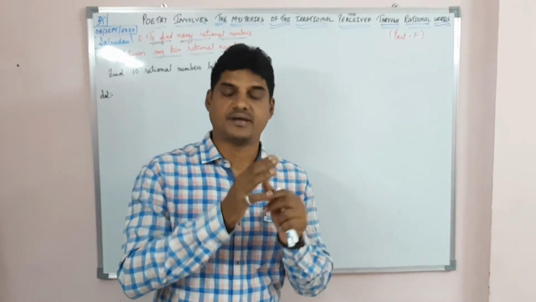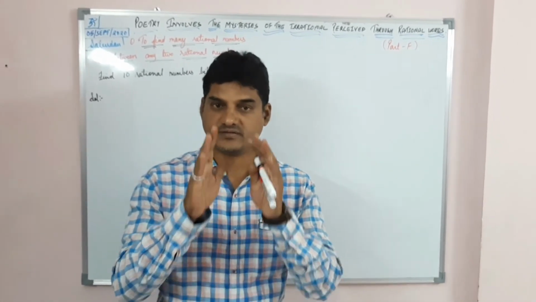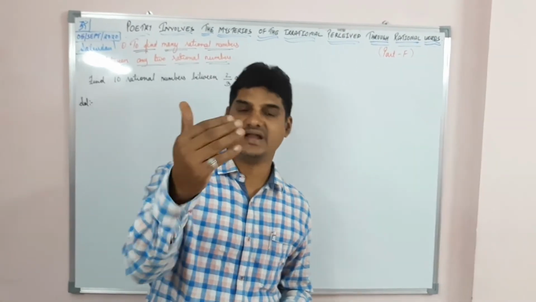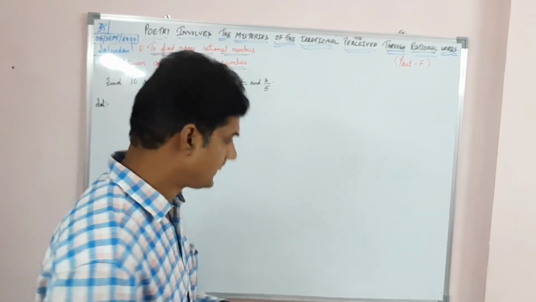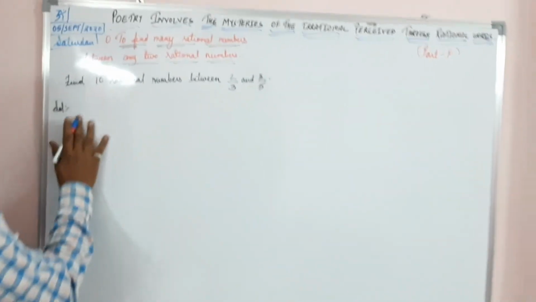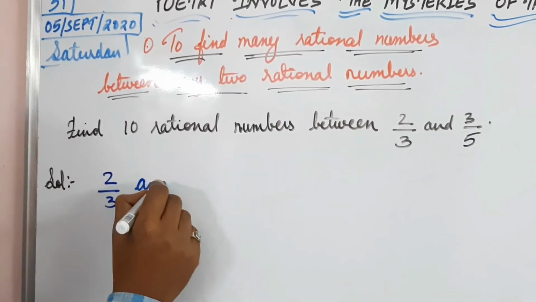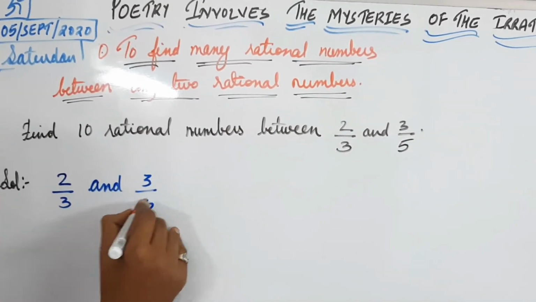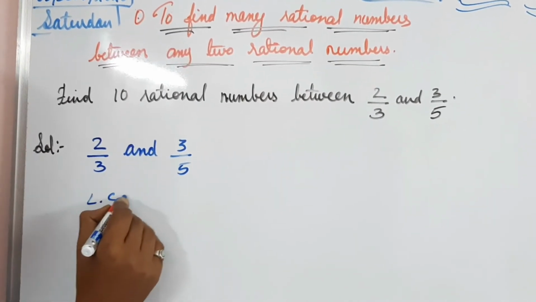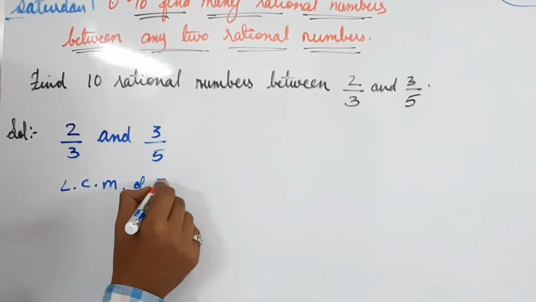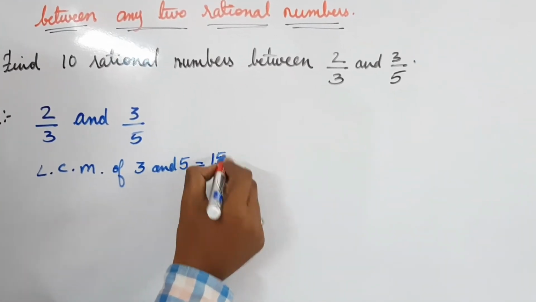Let me complete the step 1. What is step 1? That we need to equal the denominators. First we'll complete that part and later we'll discuss after completing that task. Am I clear? Now, what are the rational numbers given? 2 by 3 and 3 by 5. The LCM of 3 and 5 is 15.